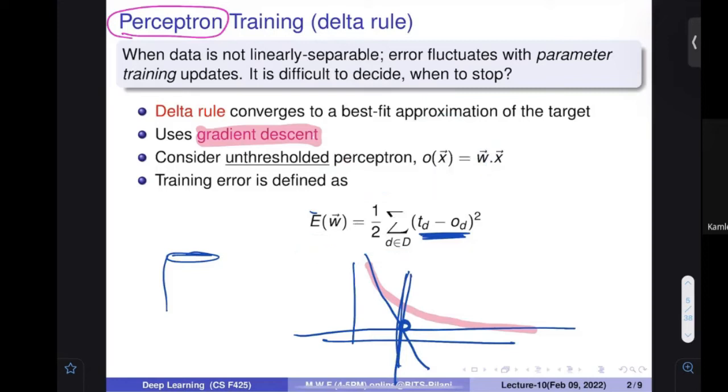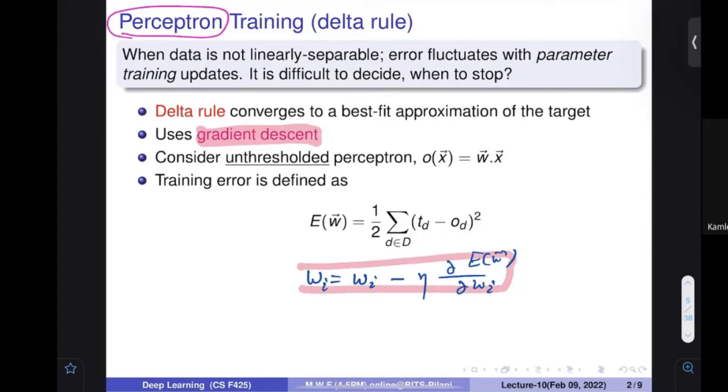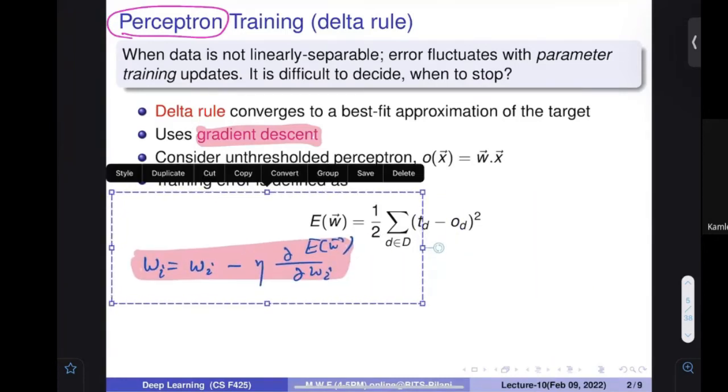Once again, if you define the error function in this particular way, how can you modify the weight wi? You go in the negative direction of the derivative, multiplied by some eta, of this quantity with respect to that particular weight. This is how you can modify your weights. And if you modify your weights using this formula, your error is definitely going to reduce. Makes sense? This is what the formula is. Any questions on that? If you have any confusion, please let me know.